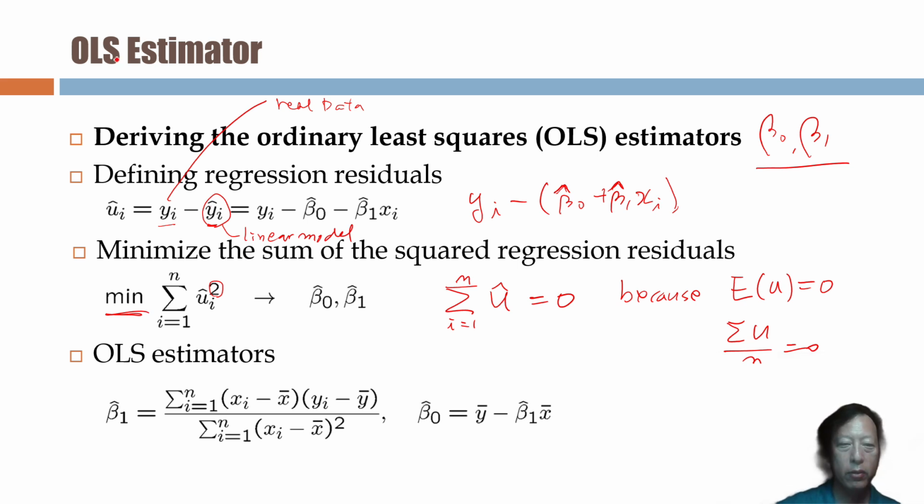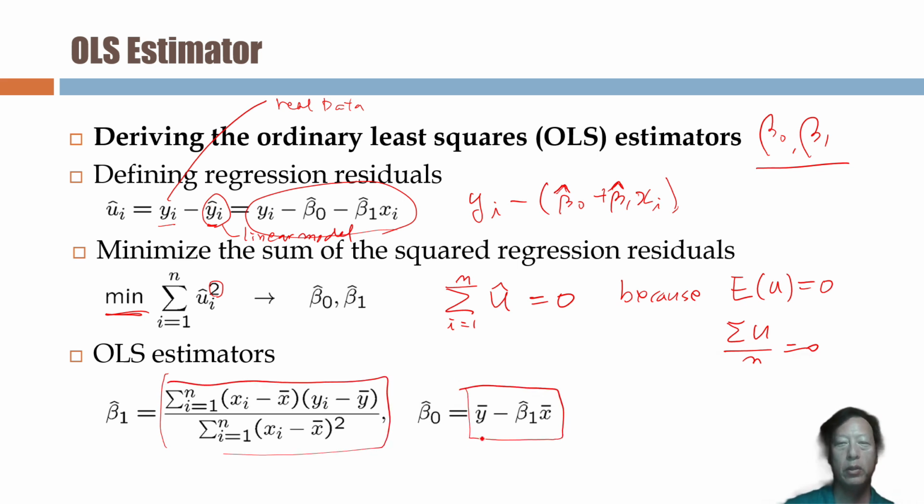Okay, so using that, trying to minimize this one, you actually have to take a derivative with respect to beta 1 and beta 0, then you will get the optimal solution. So this will be the beta 1 estimate, and this will be the beta 0 estimate. This is actually from the equation directly.